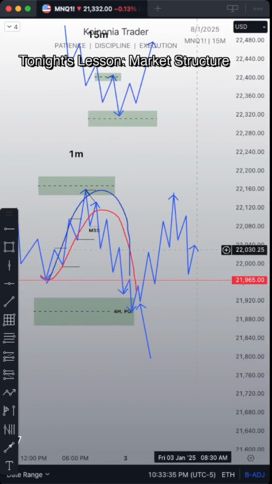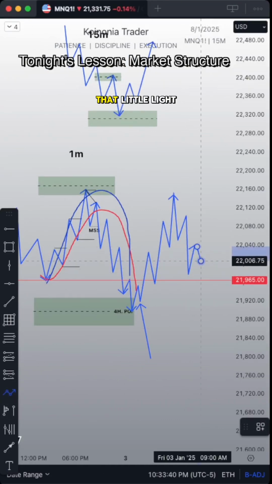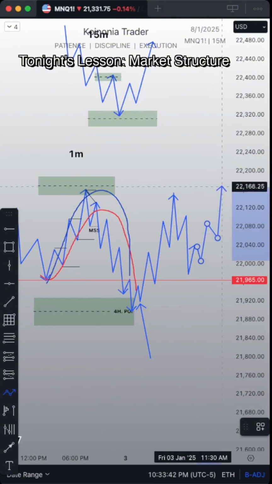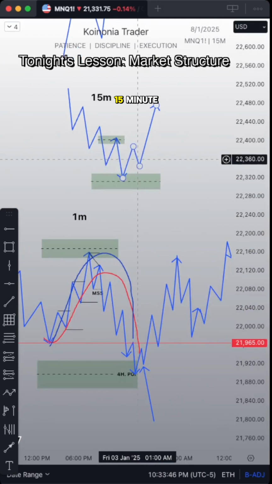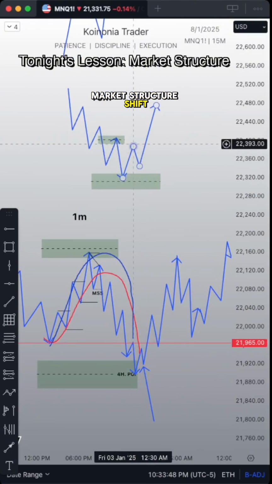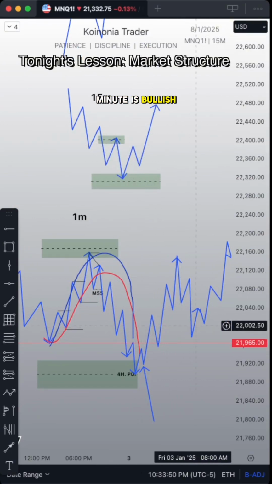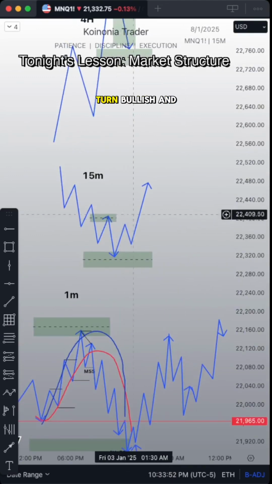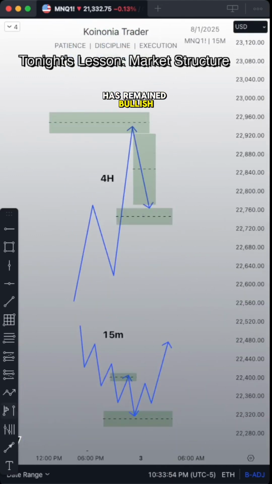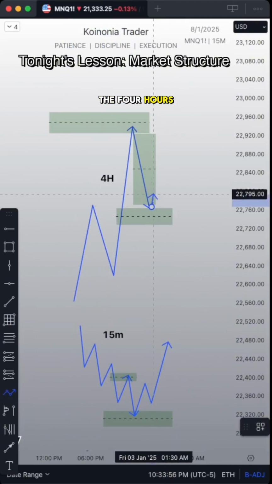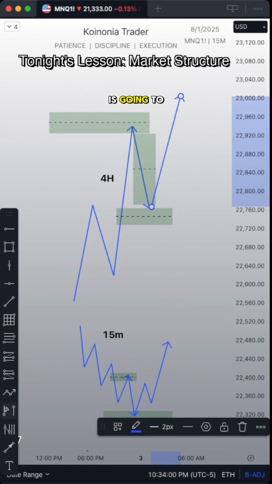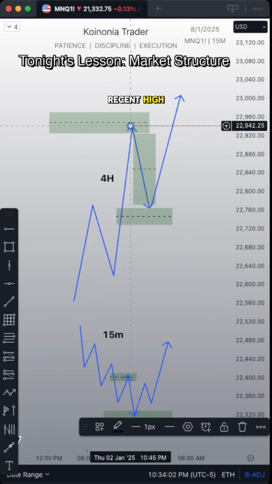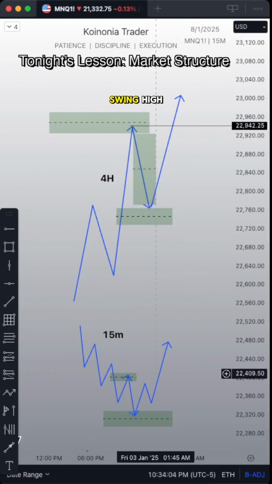Now when it starts to do this again here on the 1 minute, we start to get that little light bulb moment again. That's this leg down on the 15 minute to create that market structure shift here. Now the 1 minute is bullish once again. The 15 minute turned bullish and the 4 hour has remained bullish. And then on the 4 hour, it's just going to be a nice clean move on up. And your target is going to be the last recent swing high.